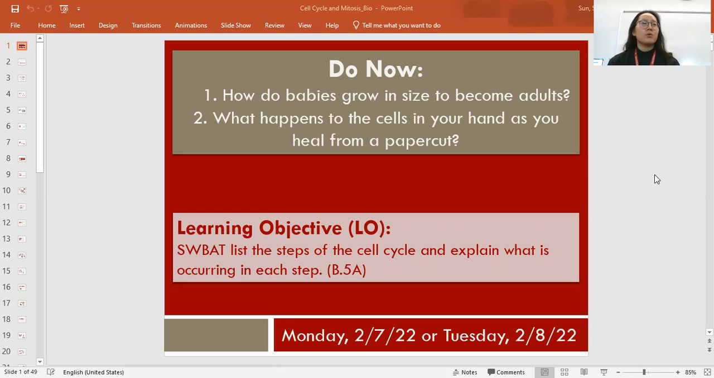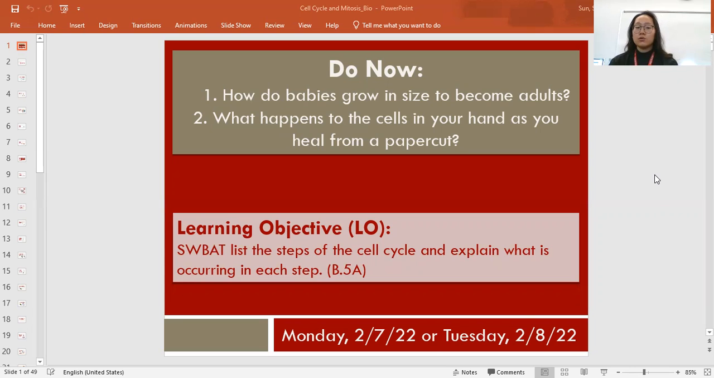Actually, I'll have you turn them in where I usually put the projector, on that white stand-up desk near the front. So the do now that you're going to write in your journal says, number 1, how do babies grow in size to become adults? And number 2 says, what happens to the cells in your hand as you heal from a paper cut? That's after you write the date today.